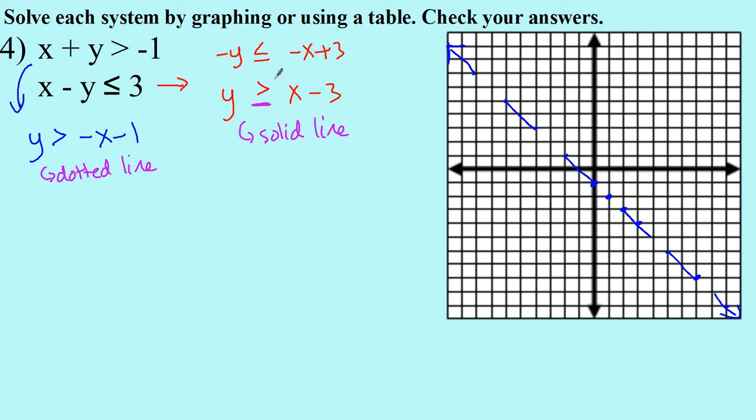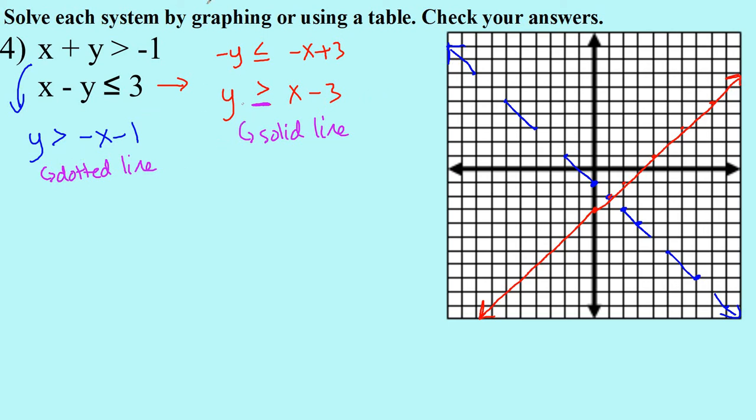Then your solid line, because it's equal to, is going to be this one, so negative 3, then our slope of 1. Okay. Ooh, can't draw a straight line. Bear with me. Ooh, there we go. All right, so then now what do?